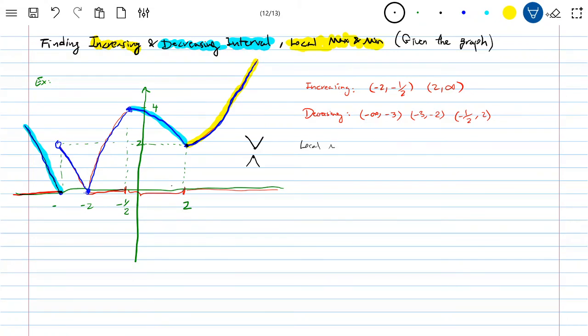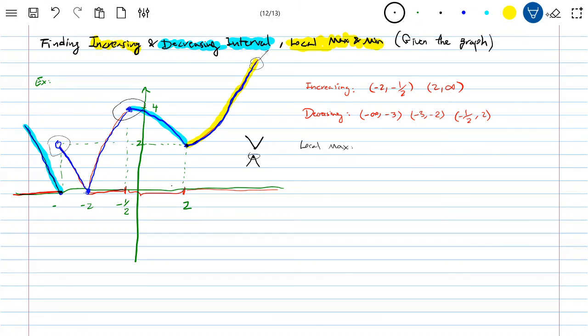Local max. That means what points have this structure that they're the highest y value? If you look at the graph, this point here has the biggest y value. Is there any other points? You cannot pick this point because this keeps going on the right side, so it's not going to be the largest. How about this point? Here's the problem.